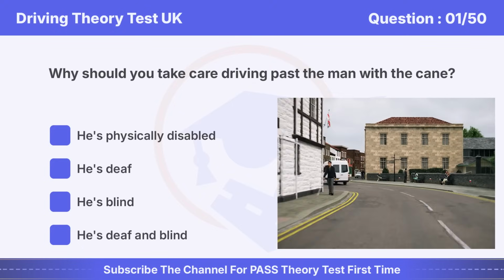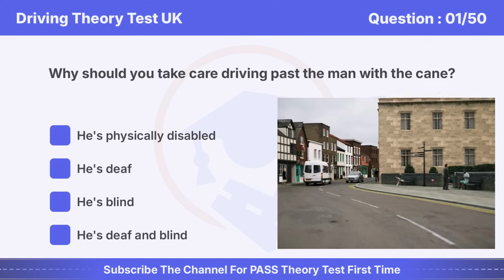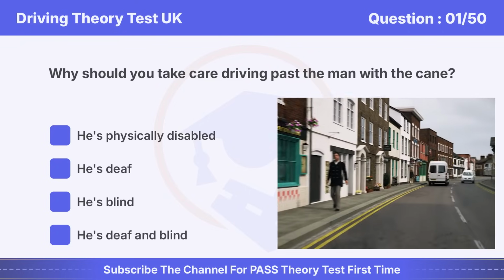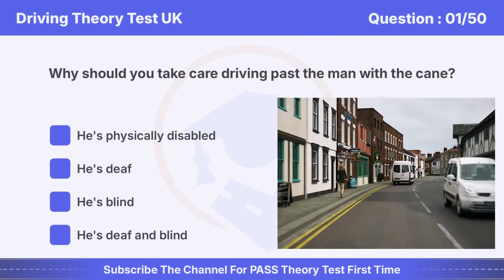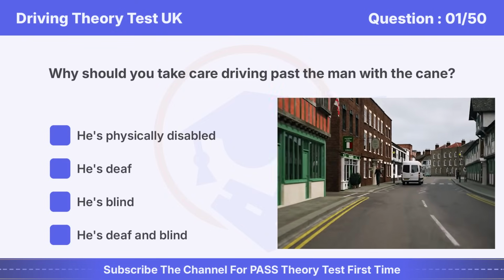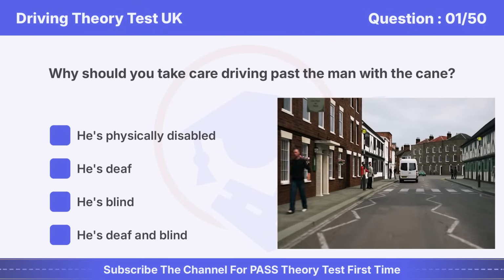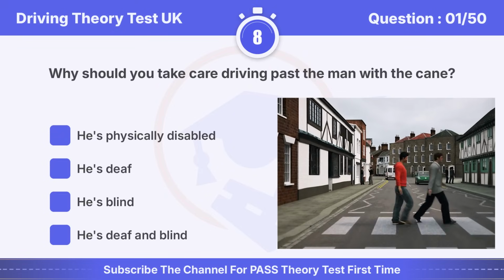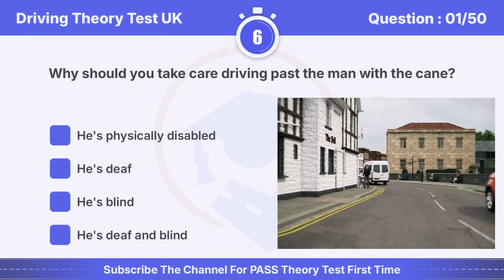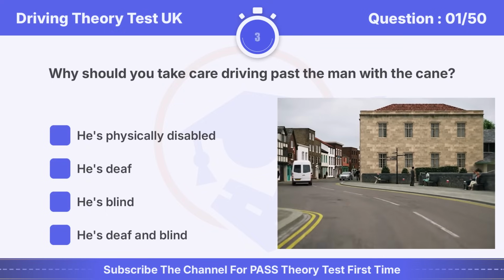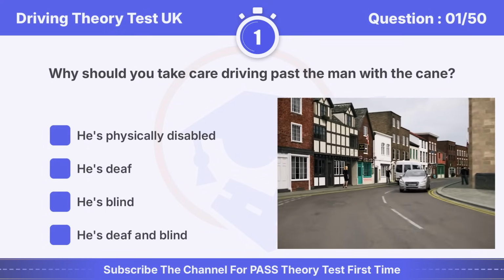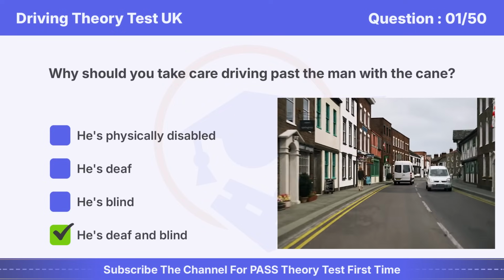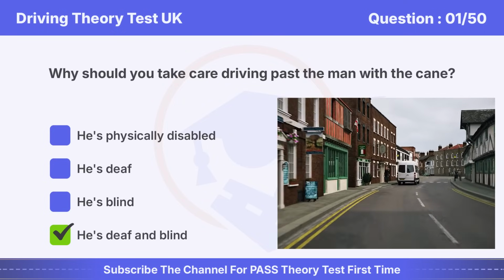Question 1. Why should you take care driving past the man with the cane? Option A. He's physically disabled. B. He's deaf. C. He's blind. D. He's deaf and blind. Answer is D. He's deaf and blind.